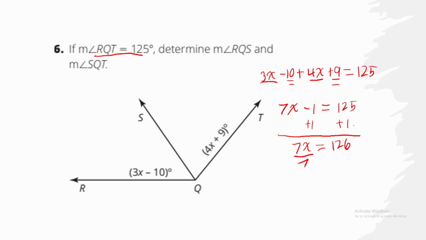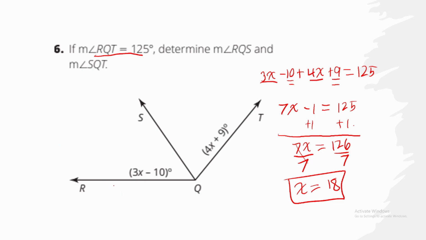Whenever you have a number next to your variable, whether it's x, y, z, right? If you have a number next to it and you want to get rid of it, you divide by that number. They cancel out and we're left with x equals 18. Beautiful. So there we go. But is this what our question's asking? No, it's asking what is the measure of RQS and the measure of SQT.